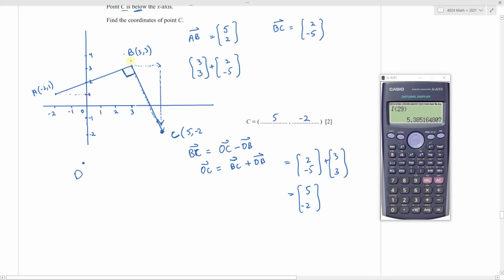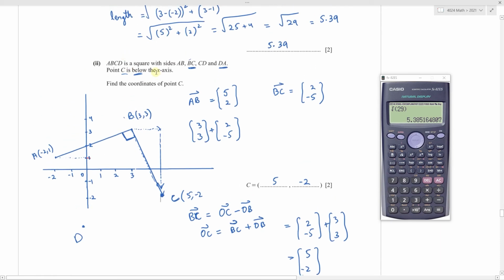So that's how you will find it. You'll first find vector BC using the information given about points A and B. You found AB, and you know that BC would be the same length as AB, at 90 degrees, and below in this direction because your point C is below the x-axis. So you found vector BC, and then you simply add BC to your position vector of B, which is 3, 3, to get the coordinates of C. So coordinates of C will be 5 and minus 2.